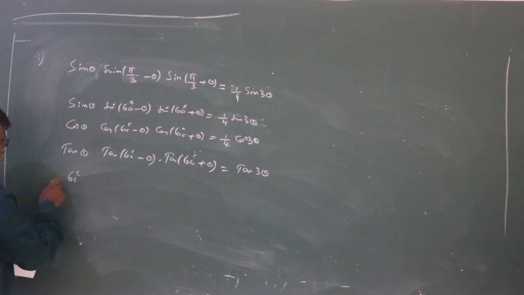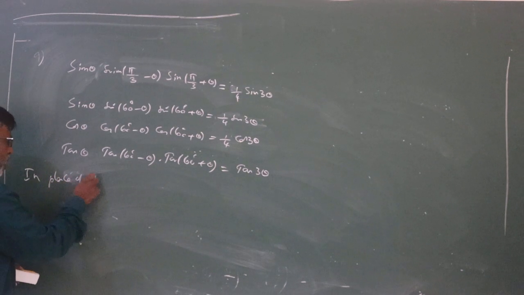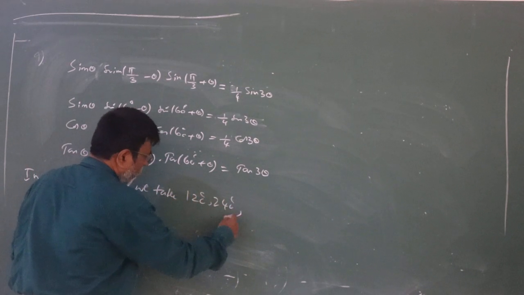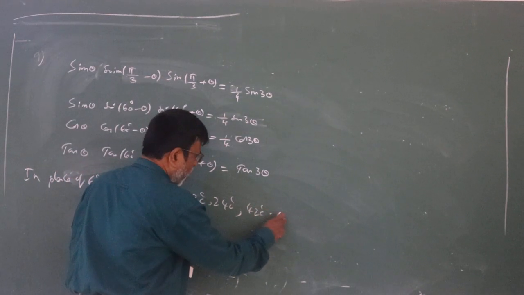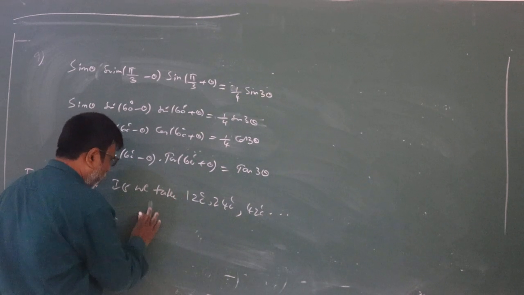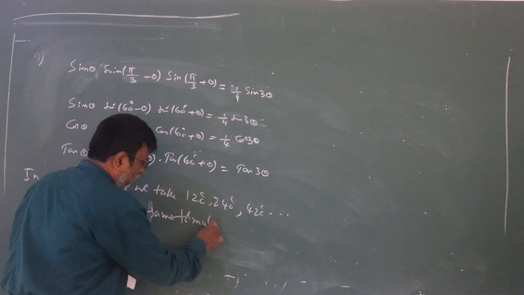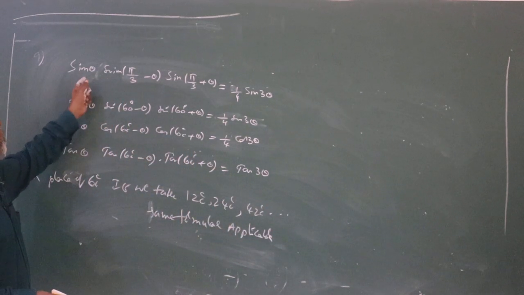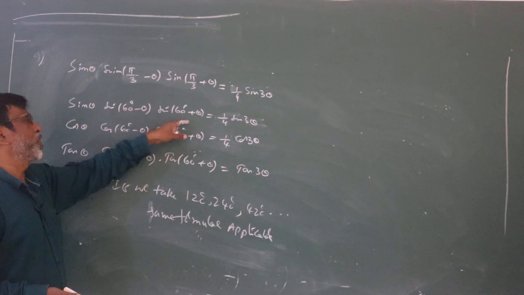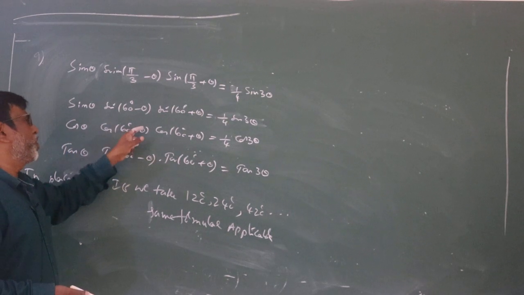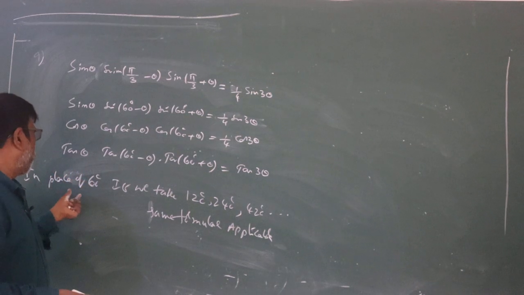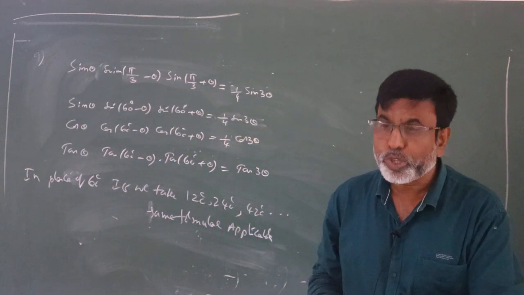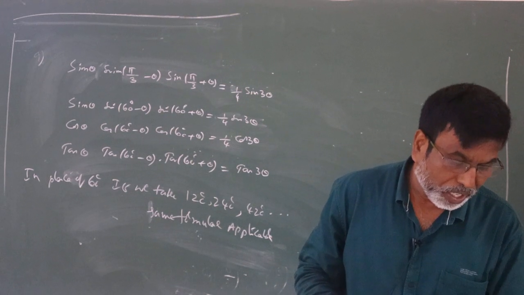Listen, suppose 60 degrees are there. In place of 60 degrees, if we take 120 degrees, 240 degrees, 420 degrees, the same formulas are applicable. Remember this. So sin theta, sin of 60 minus theta, sin of 60 plus theta is 1 by 4 sin 3 theta. Cos theta, cos of 60 minus theta, cos of 60 plus theta is 1 by 4 cos 3 theta. In place of 60 degrees, if we take 120 degrees, 240 degrees, 420 degrees, the same formula is also applicable. That is a very important shortcut.